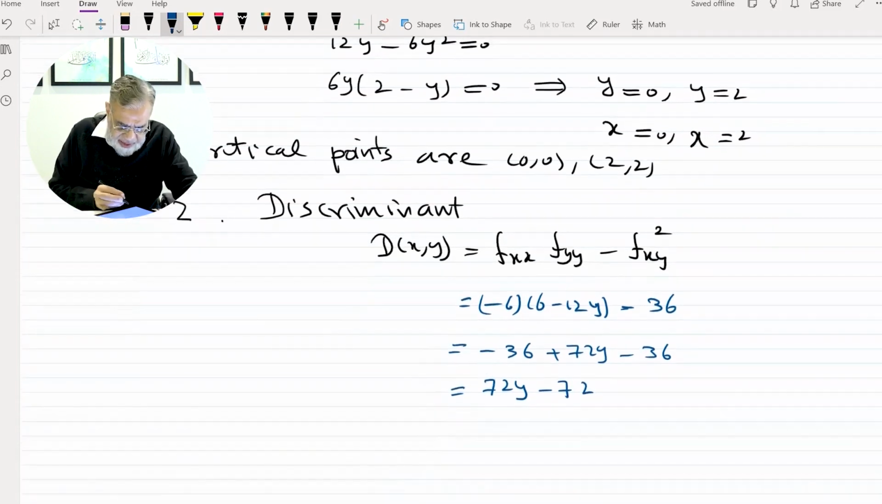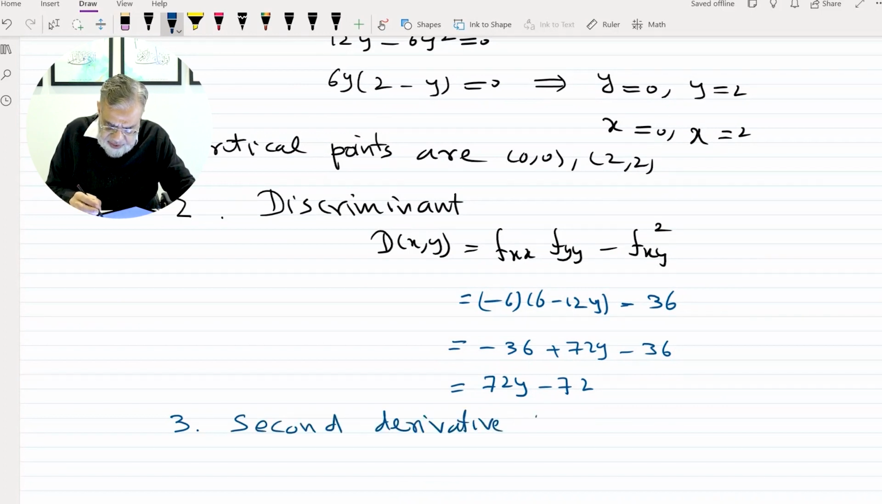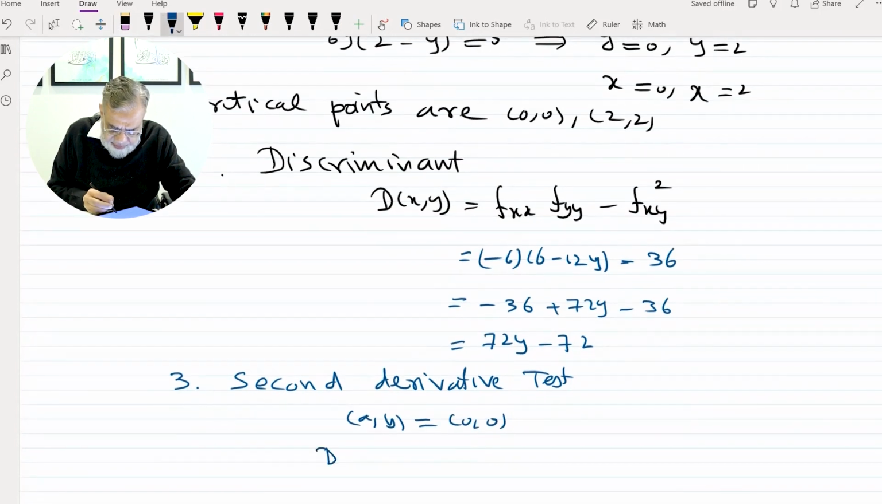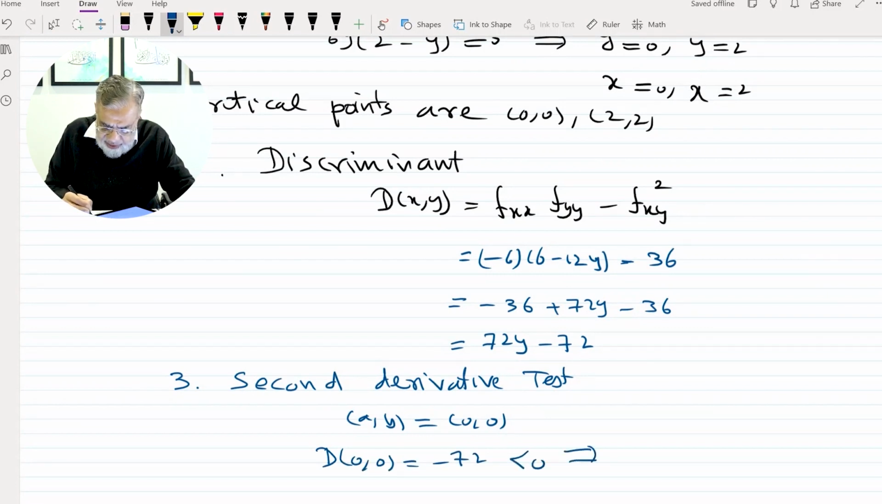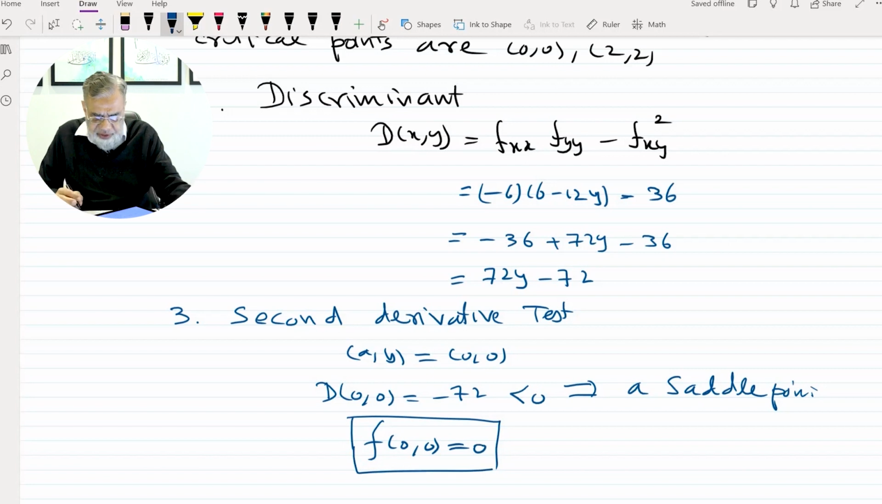Now, number 3, I use the second derivative test to find the local extrema or saddle point. I take the critical point (0, 0). The discriminant at the point (0, 0) is equal to −72, which is less than 0. This implies a saddle point. And if I find the value of f(0, 0), it is equal to 0. So this is my saddle point and the value of the function at that point.